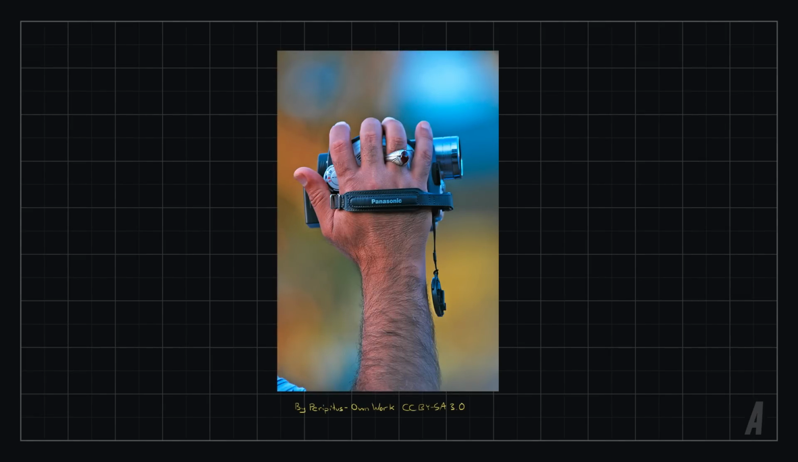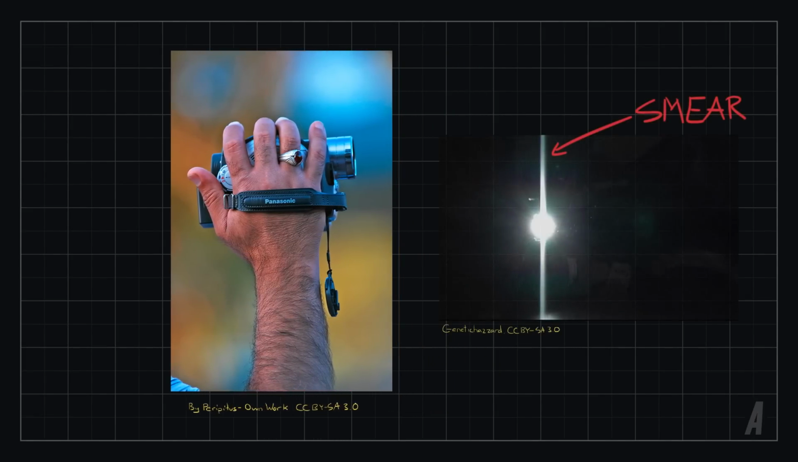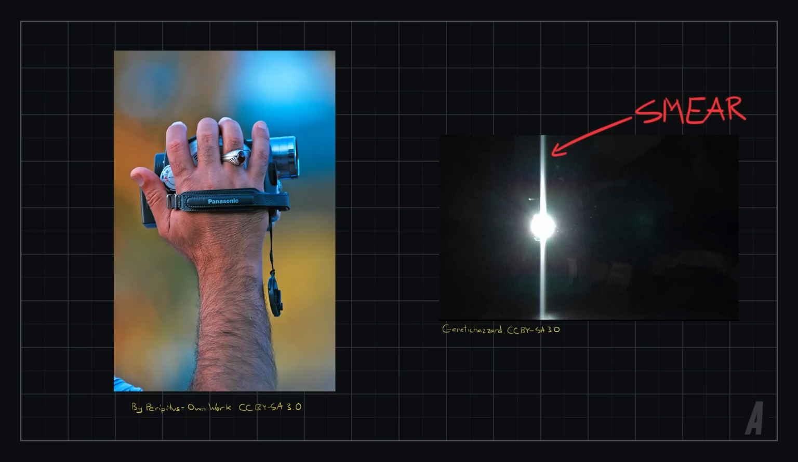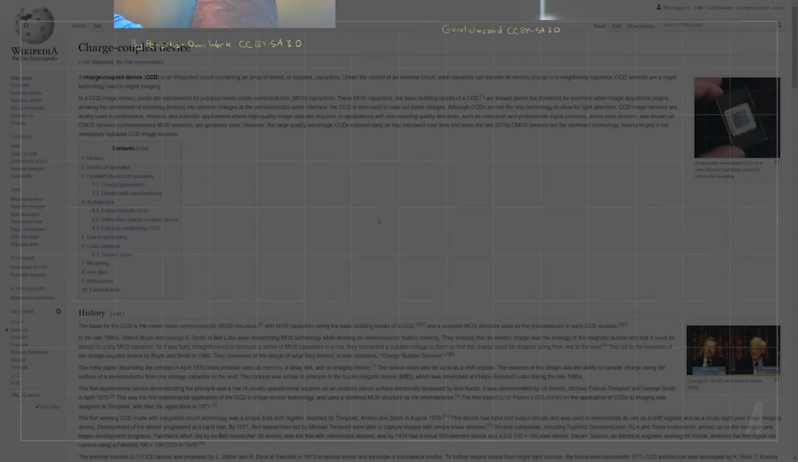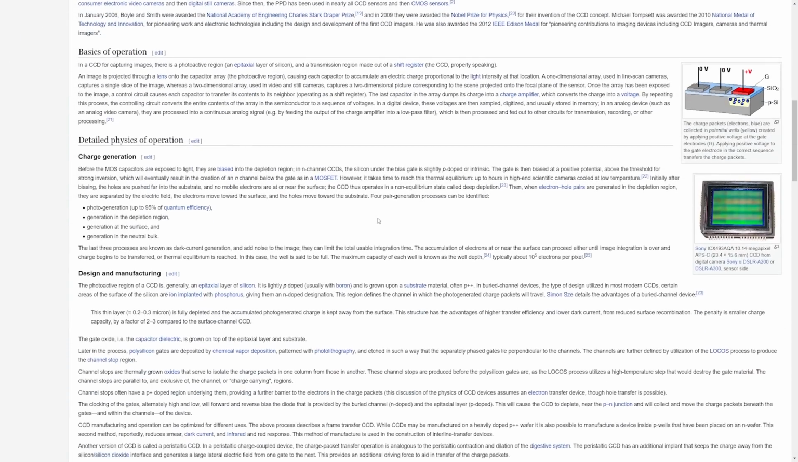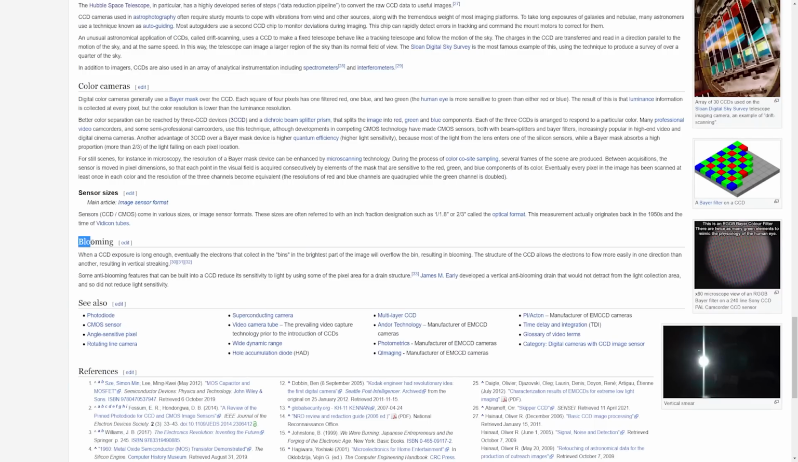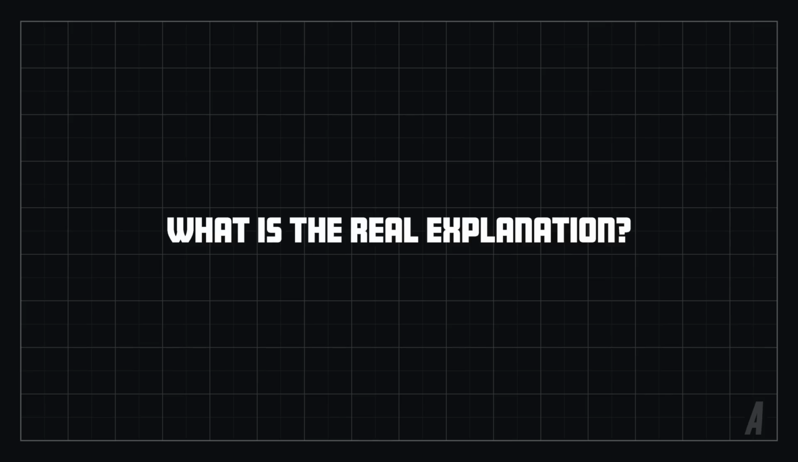If you owned one of those really bad handheld camcorders from the early 2000s, you may remember seeing vertical streaks in the image when you pointed the camera at a bright light. Well, as it turns out, these cameras use sensors called CCDs, or charge-coupled devices, and they do sort of leak, but they do so preferentially in the vertical axis. And we know that bloom happens in all directions with all types of image sensors, so this cannot possibly be the entire explanation. So what is the real explanation then?